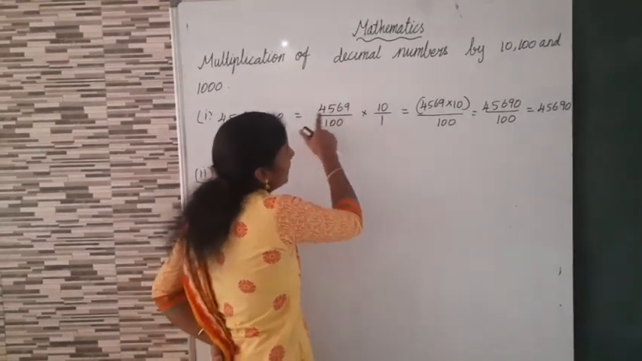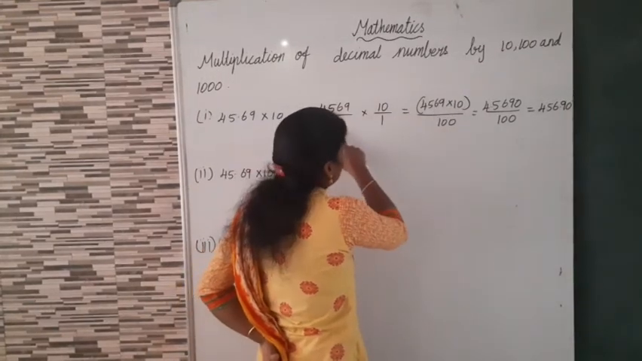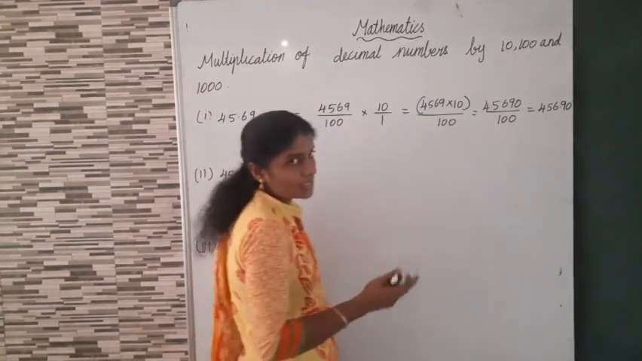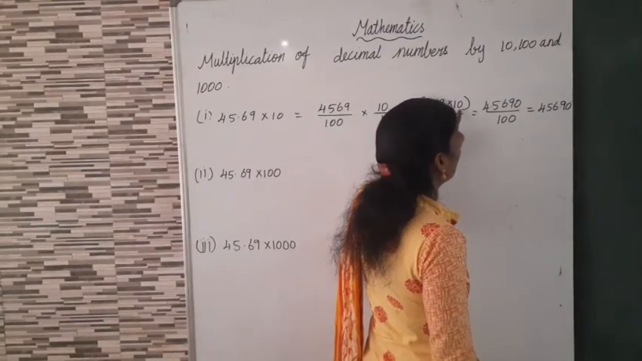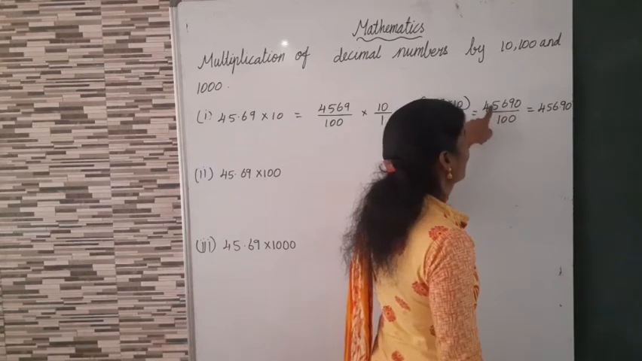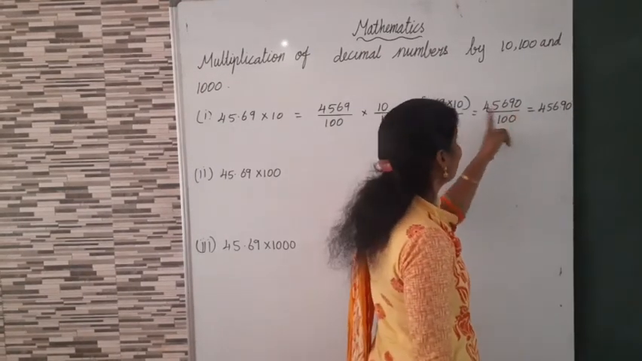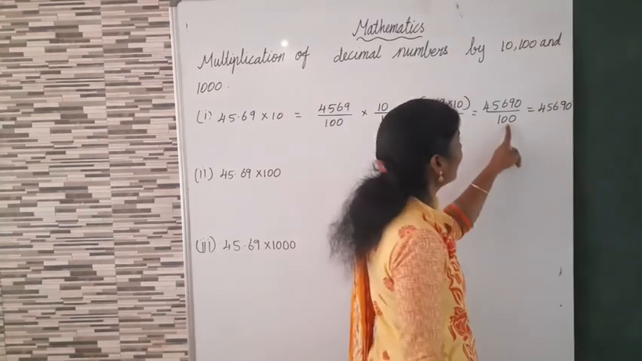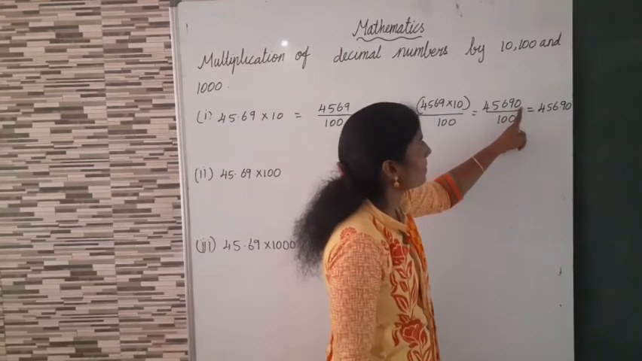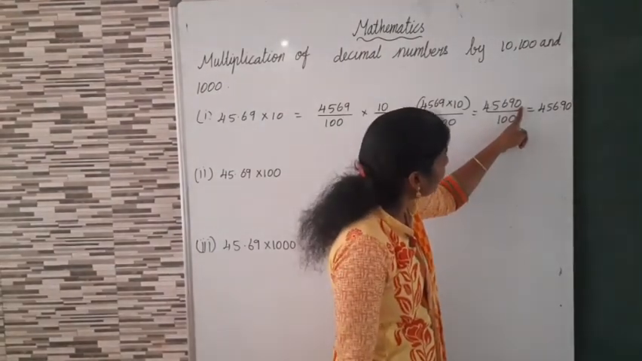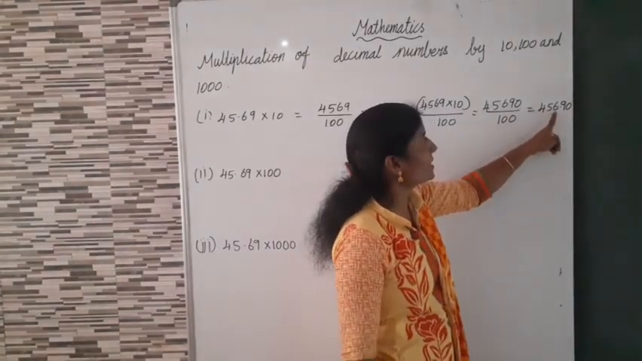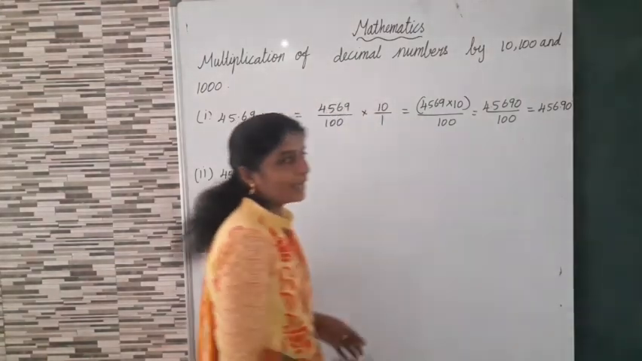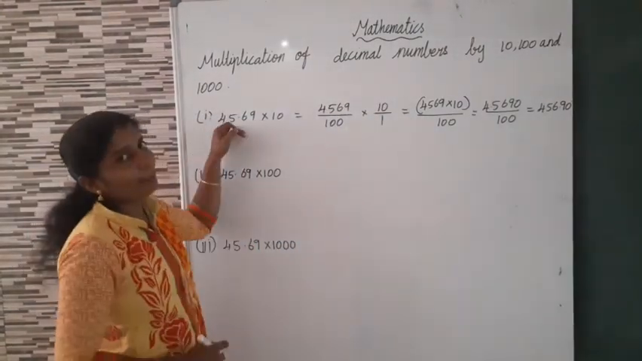So 4569 into 10 divided by 100 into 1. 100 into 1 is equal to 100. Now here 4569 into 10, 45,690, isn't it? 45,690 divided by 100. Okay. Now we can write in decimal form. What we get? Here 0 means the right side, we can put the point after 2 places. We can put the decimal point. So what's the answer? 456.90. Okay. Now here this is multiplied by 10.